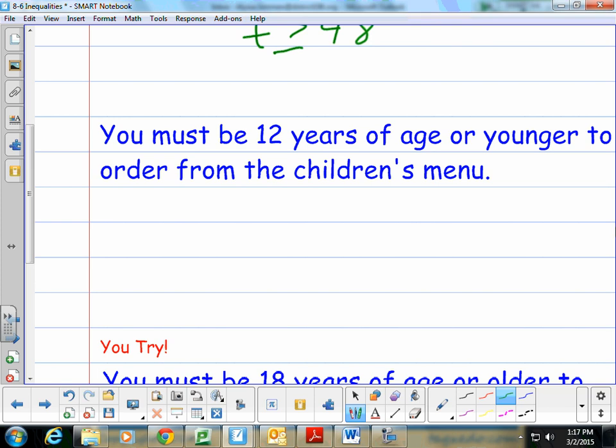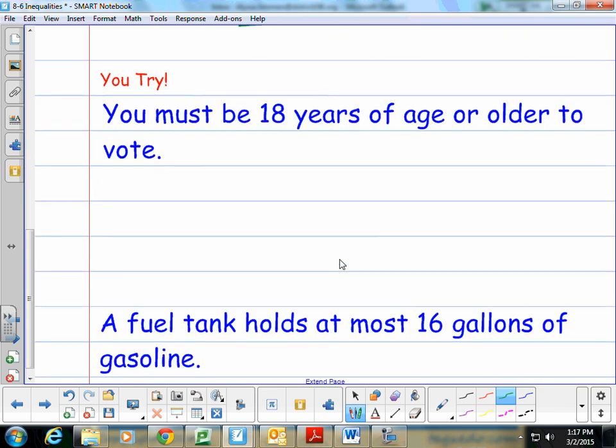So this one says you must be 12 years of age or younger, meaning 12 or less, to order from a children's menu. So your age has to be less than or equal to 12 years old.